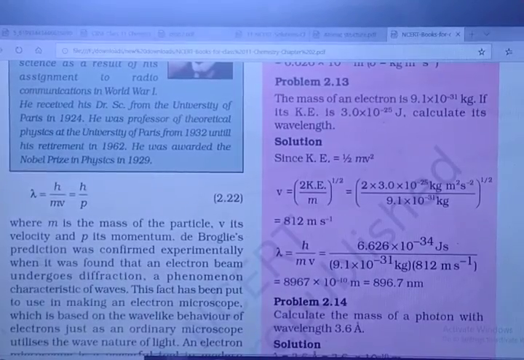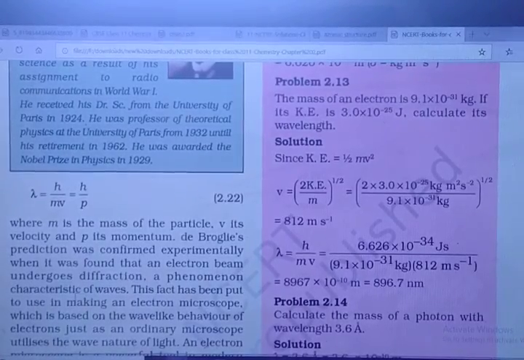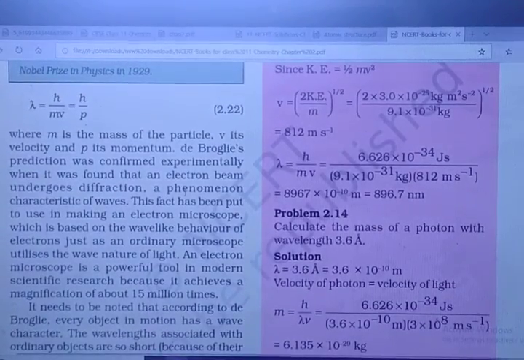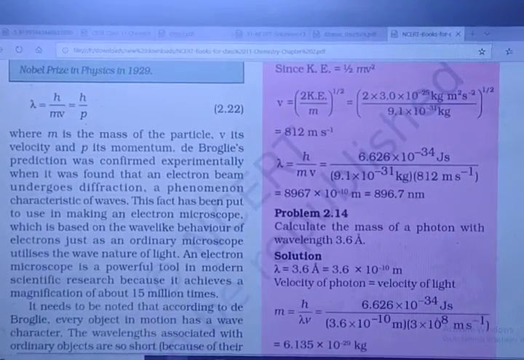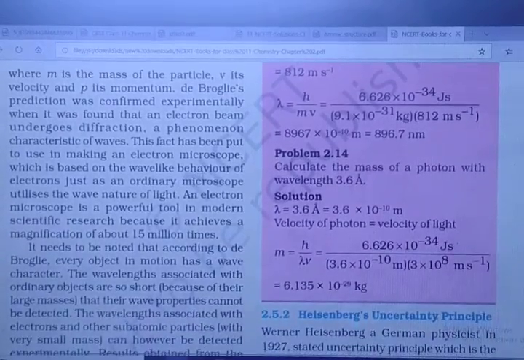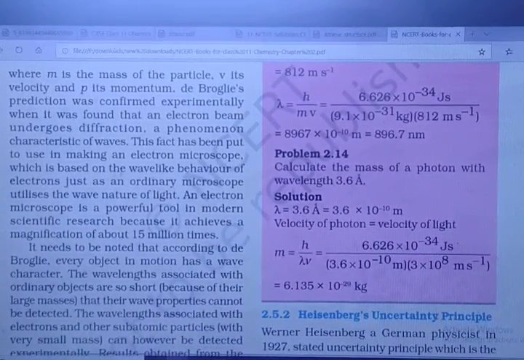De Broglie's prediction was confirmed experimentally when it was found that an electron beam undergoes diffraction, a phenomenon characteristic of waves. This fact has been put to use in making an electron microscope, which is based on the wave-like behavior of electrons. Just as an ordinary microscope utilizes the wave nature of light, an electron microscope is a powerful tool in modern scientific research because it achieves a magnification of about 15 million times.